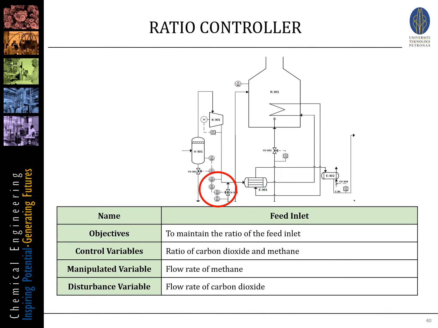The third controller will be the ratio controller. The ratio controller is one type of feed-forward controller which measures disturbance in a stream and helps keep the ratio at the desired set point by controlling the other stream. This controller is applied to the feed inlet to our DMR reactor. As the flow rate of carbon dioxide is unstable, it acts as a disturbance. The ratio controller will measure the disturbance in the carbon dioxide stream, and the ratio is maintained at the desired set point by controlling the flow of the methane.